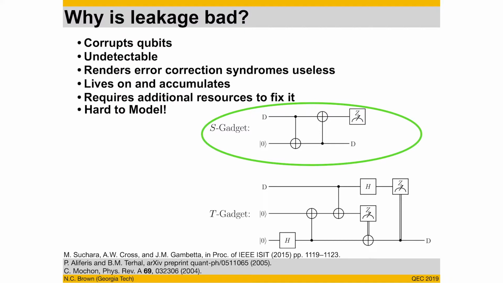So why is leakage bad? Well, I already told you it corrupts our qubits, but it not only corrupts the qubit it happens to; that leaked qubit can now interact with other qubits in harmful ways.